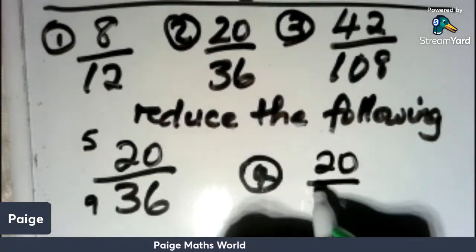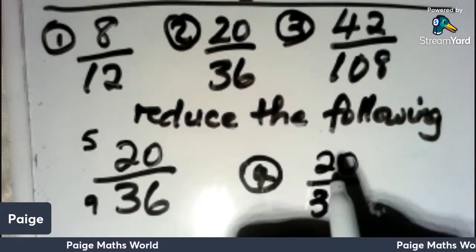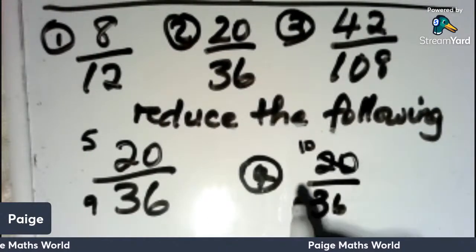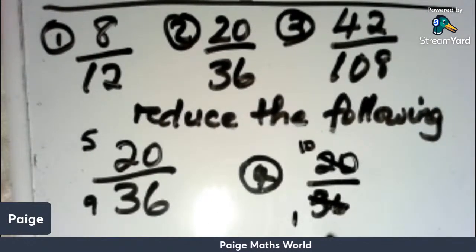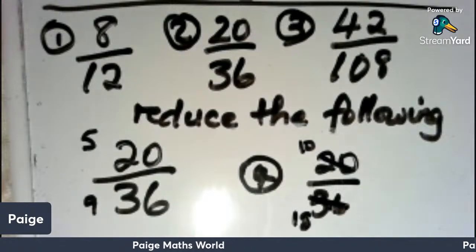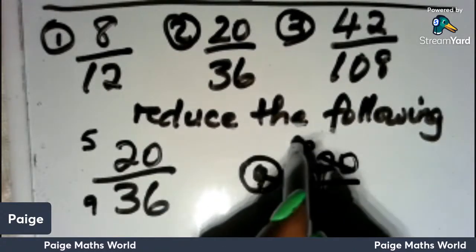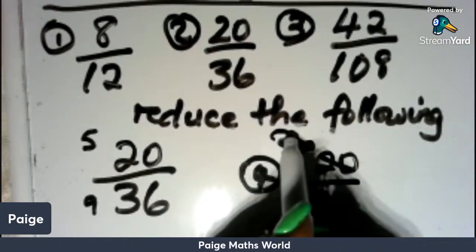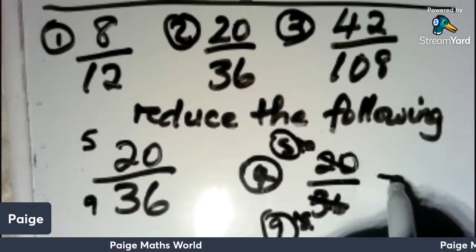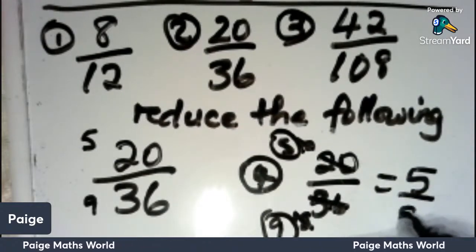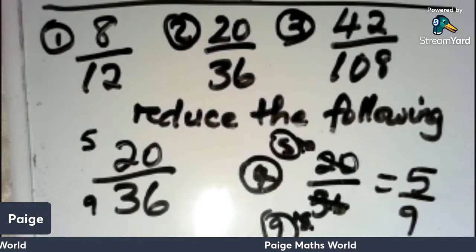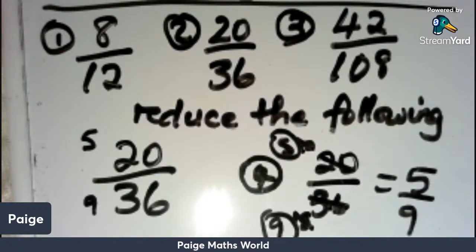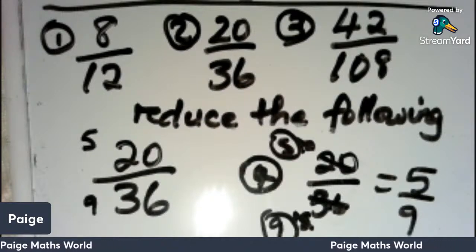So let us use 2. 2 into 20 goes 10, and into 36 goes 18. And then again, 2 into 10 goes 5, and 2 into 18 goes 9. And so we ended up back again with 5 over 9. So your answer for this one is 5 over 9. Everybody seen that? Is there any question? Any question, guys?